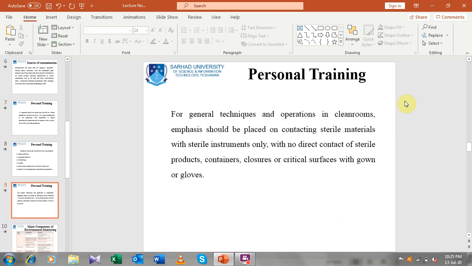For general techniques and operations in clean rooms, emphasis should be placed on how we contact sterile material, and it should be contacted with a sterile instrument only. If we contact it without using a sterile instrument, then there will be chances of contamination and the product will no longer be sterile during the testing as well as during any processing. We should follow this procedure in order to avoid direct contact of the sterile products, the container, the closure or the critical surfaces with gown or gloves. We should touch with the sterile instrument or the sterile equipment rather than make direct contact with the critical surfaces with the gown or gloves.